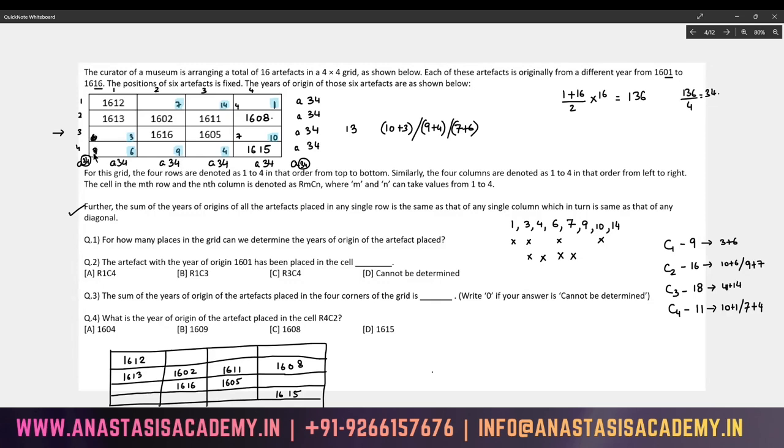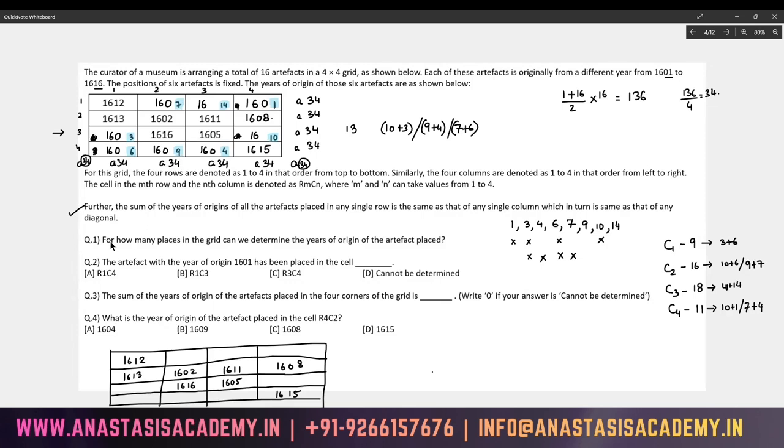I'll do it this way. And now we know for certain the numbers here are 1601, 1610, 1609, 1604, 1606, 1603, 1607, and 1614. This is the only possibility that is acceptable. This is the only case that will get generated.